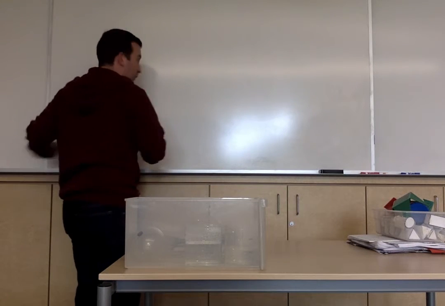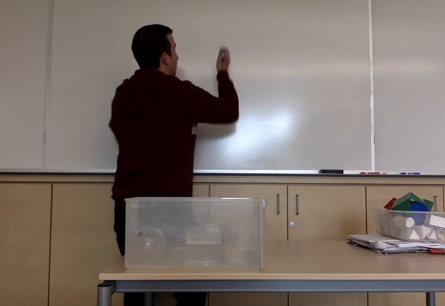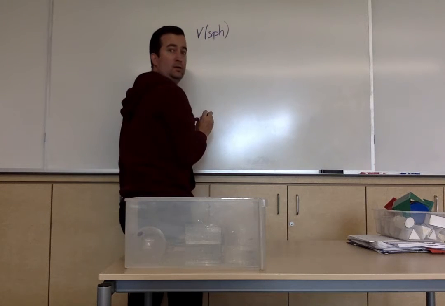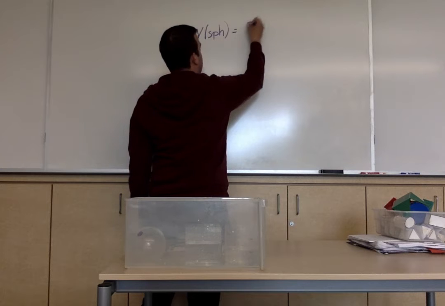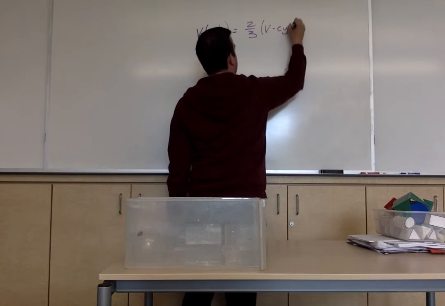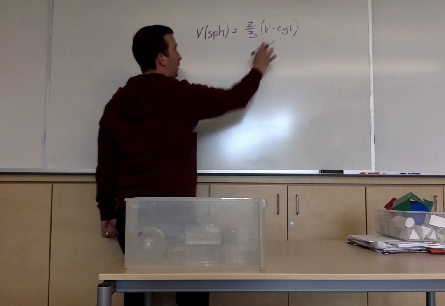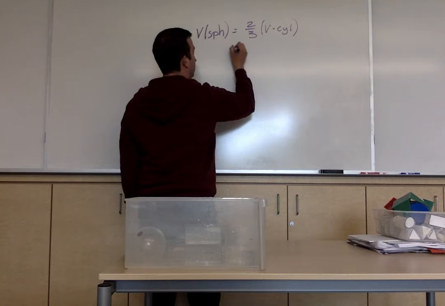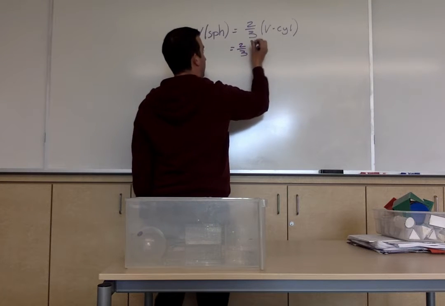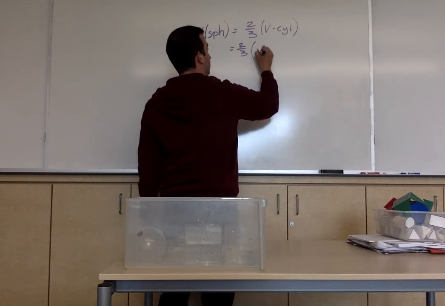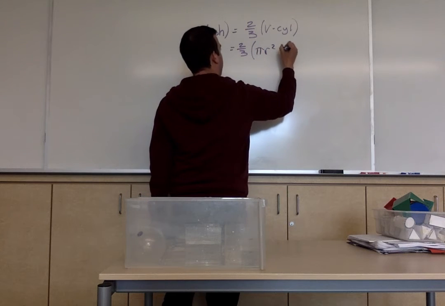So, what do we know? We know that the volume of the sphere is equal to 2/3 the volume of the cylinder. So now we can start replacing this with what we know about the cylinder. To find the volume of a cylinder, we find the area of the base, pi r squared, and multiply by the height.